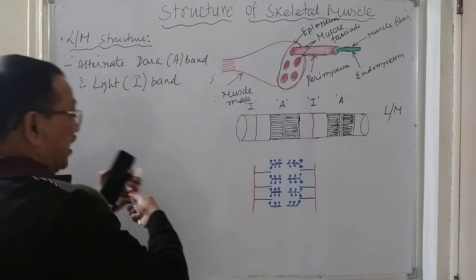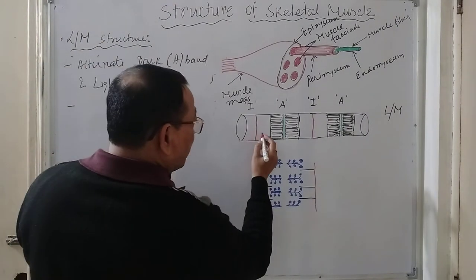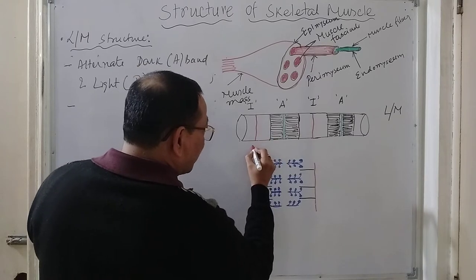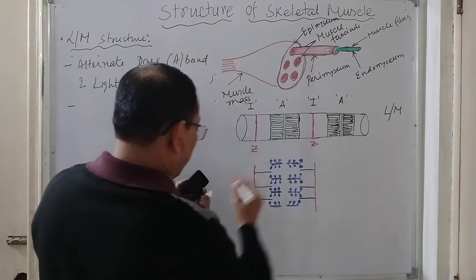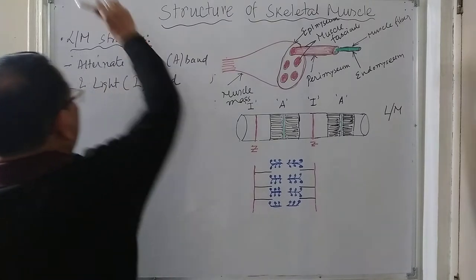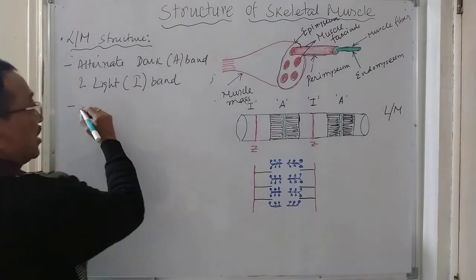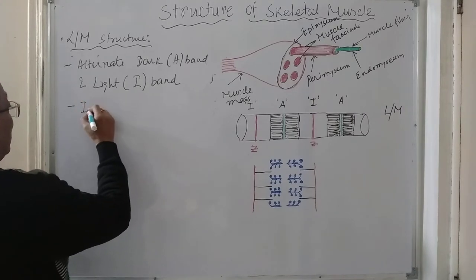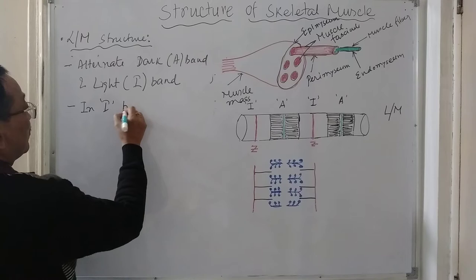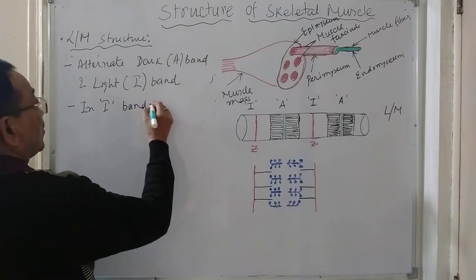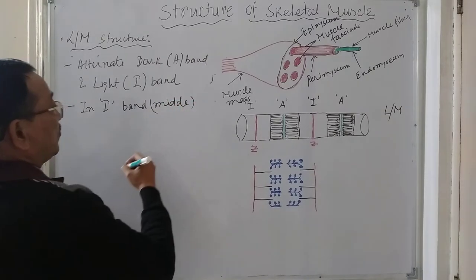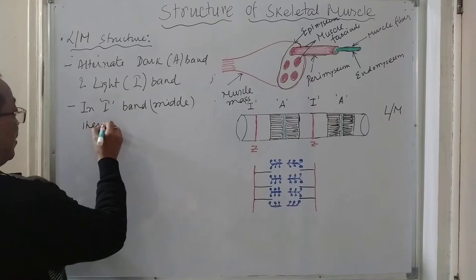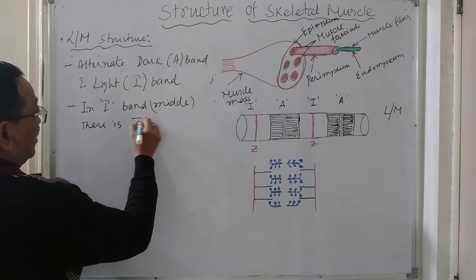At the middle of the I band, there is a dark line. So this is the I band, the light band. At the middle of the I band, there is a dark line which is known as the Z line. So these are the Z lines.